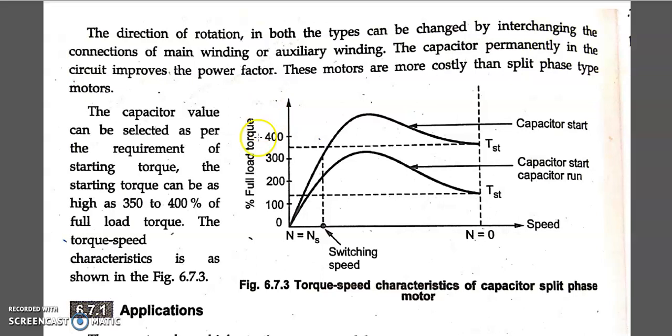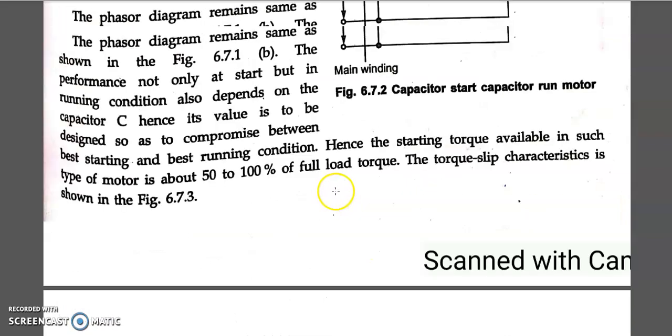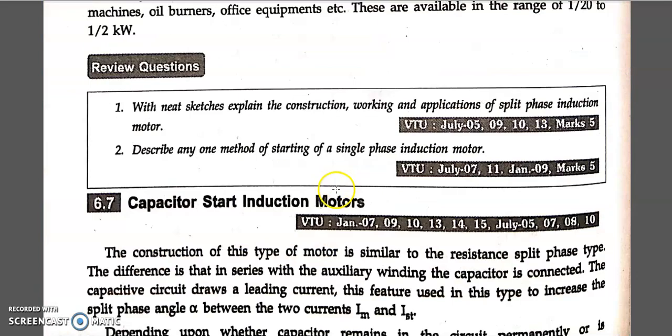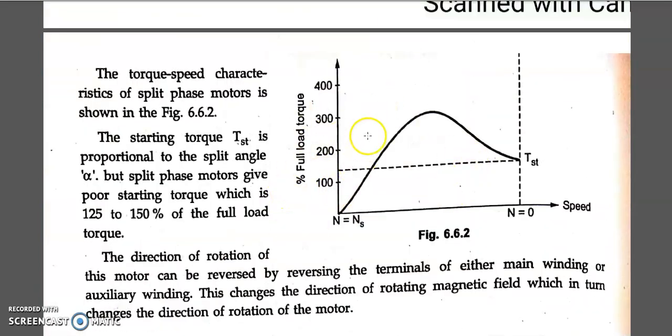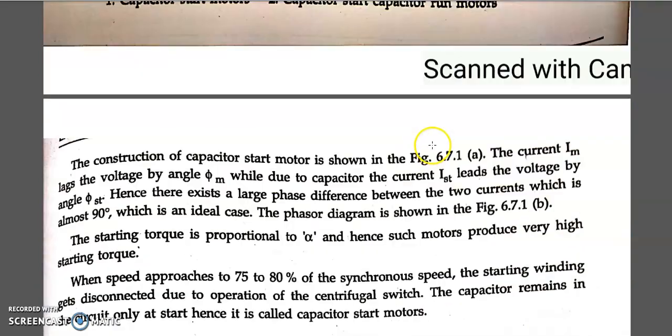And again we have the torque speed characteristics here. The one we have drawn here is the capacitor start, and the second one is the capacitor start as well as capacitor run. You can see that for the capacitor start the starting torque is high, whereas for the capacitor start capacitor run the starting torque is less compared to this. The format of the diagrams will always remain the same, just a point below.